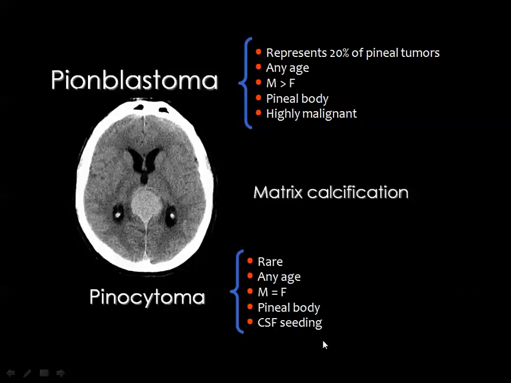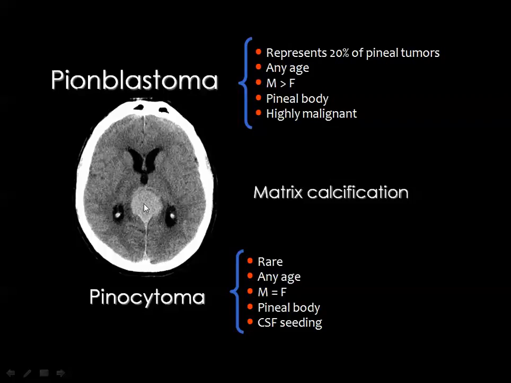Of course, in order to diagnose the pineal body tumor, you should see a tumor in the region of the pineal body where the pineal body is located within the quadrigeminal cistern. And as I have mentioned in the lecture of anatomy, then you see a mass here which is located in the midline along the posterior aspect of the third ventricle.